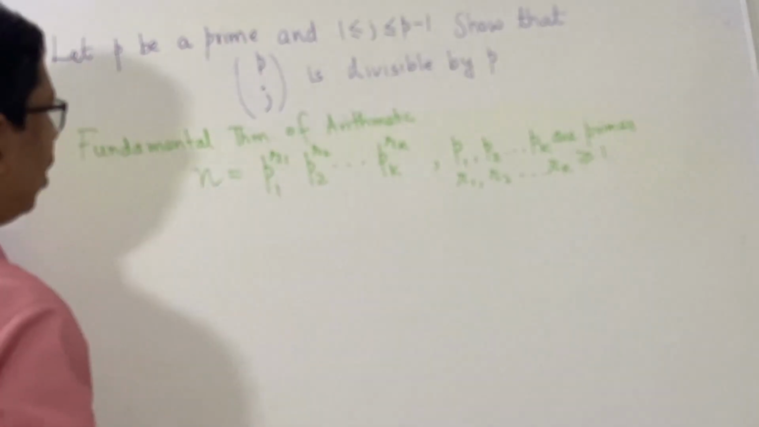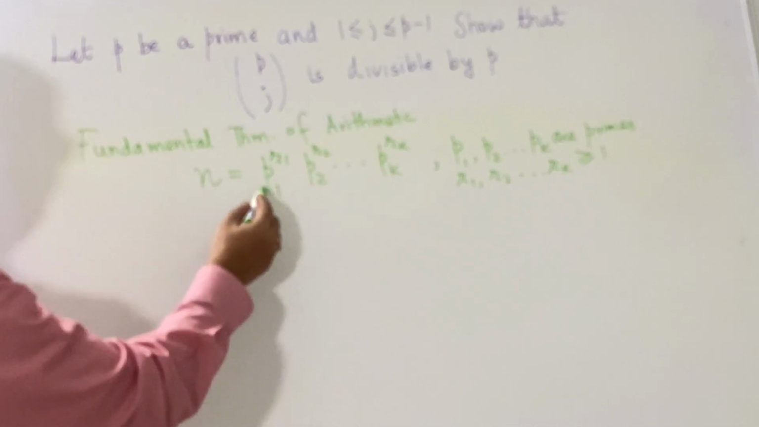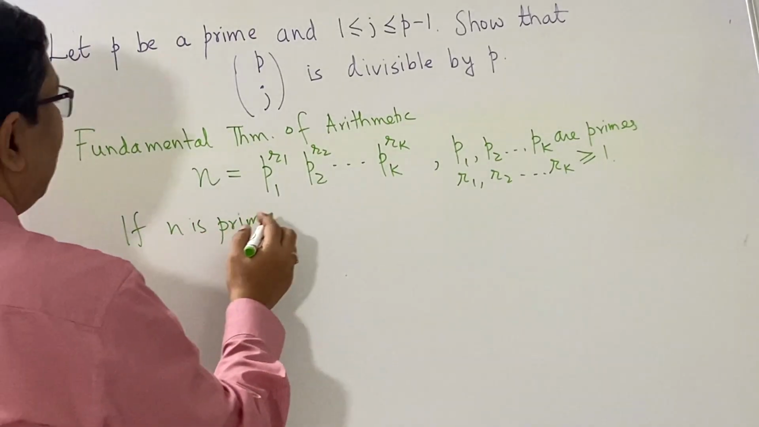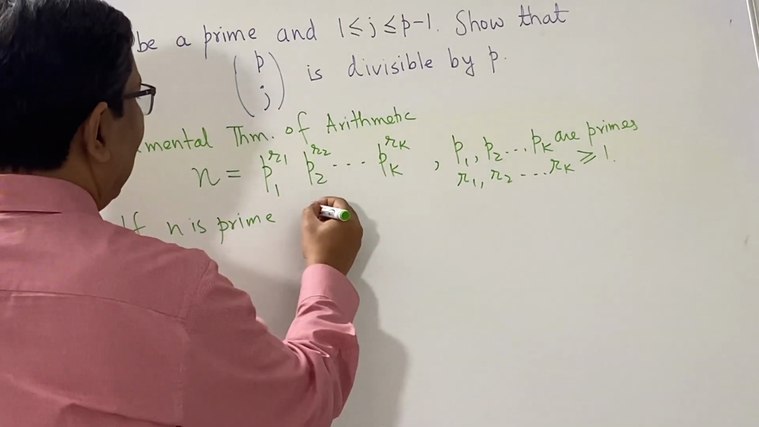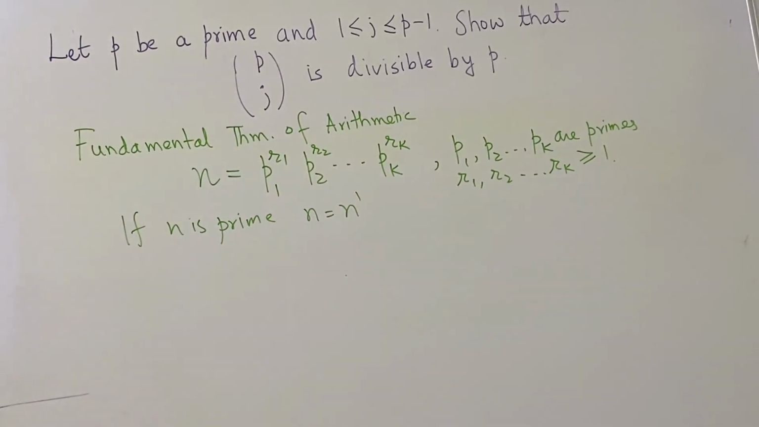Now, the key observation is that the primes P1, P2, ... Pk all divide n. If n is prime, the only representation possible is n equal to n to the power 1. There is no other positive integer between 1 and P minus 1 which would divide this number n if n is prime. This is the key observation that we will use for this problem.